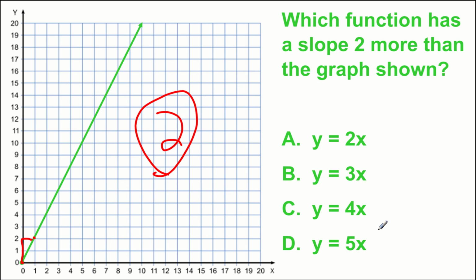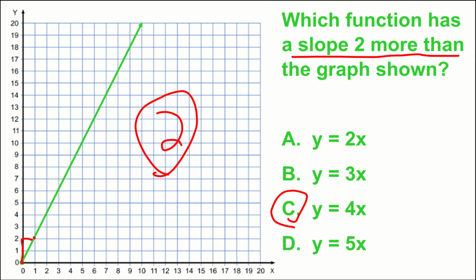Right answer is to this problem. Greg? C is correct. We're asking for a slope that is 2 more than the graph, so we got to pay attention to what the question's asking you for on these types of questions.